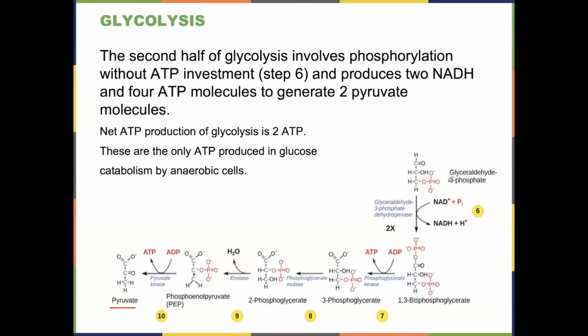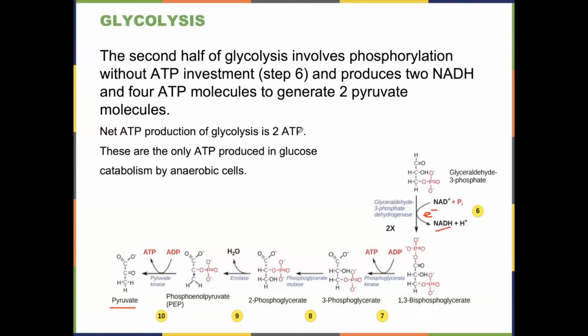pyruvate. Now, the second question, what is happening in terms of the energy? Well, remember that we said that we can fill up some of our electron carrier buckets here, NAD, put some electrons and energy into it to make NADH, or a lot of the energy is going right here into this step.